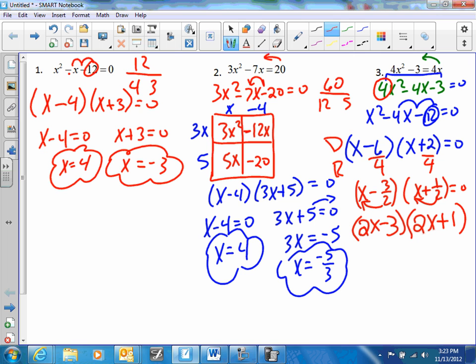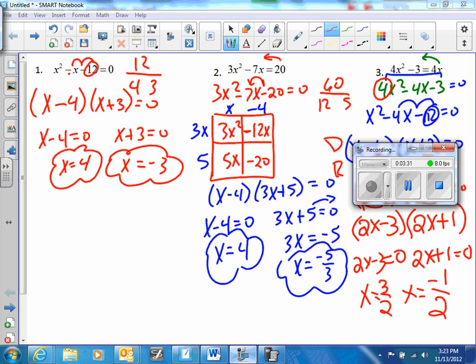When you put them both equal to 0, 2x minus 3 equals 0. 2x plus 1 equals 0. This turns out to be x is equal to 3 over 2. This turns out to be x is equal to -1 over 2. Now those are the first three problems, and we have recorded for 3 minutes.